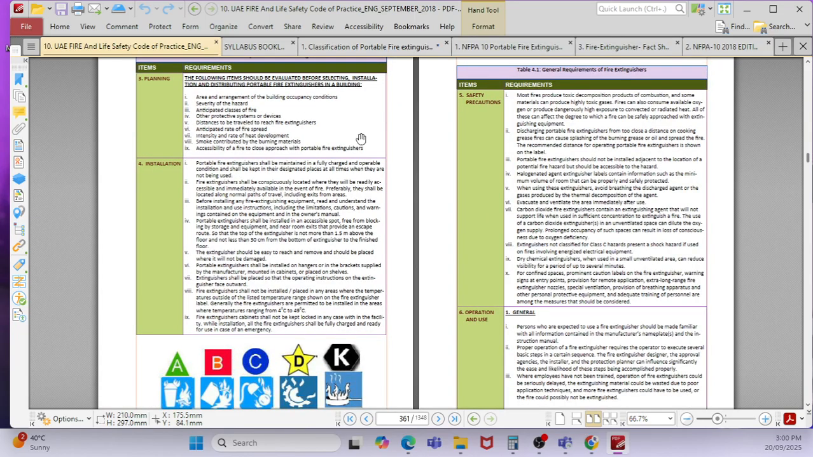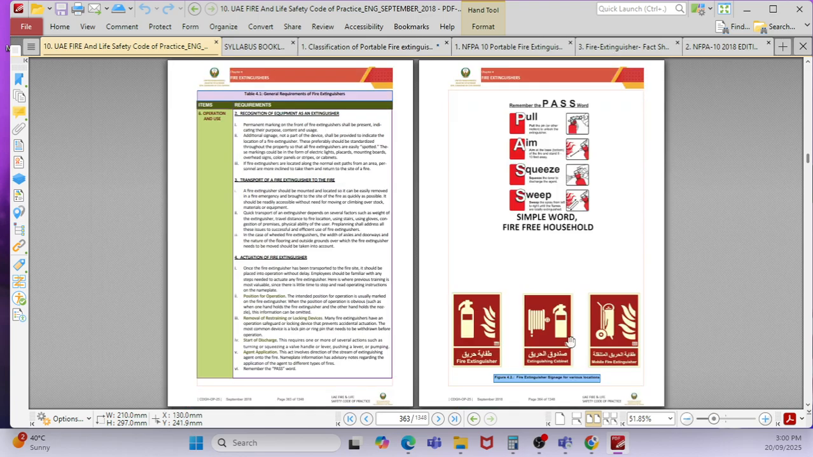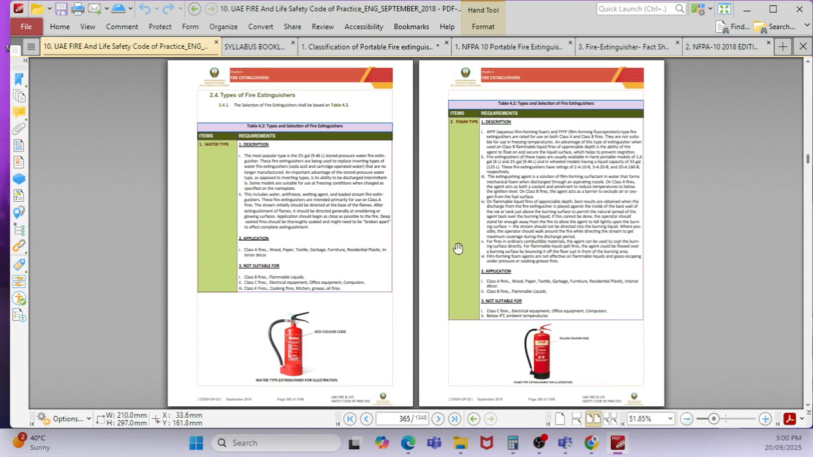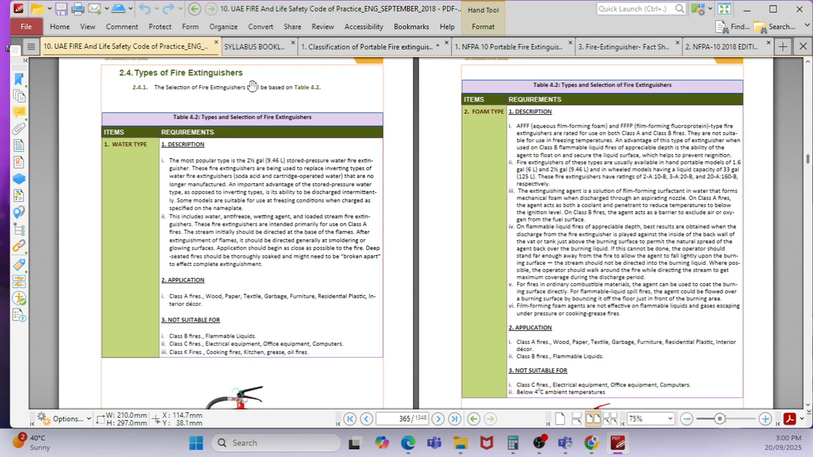So this is about the planning and this is about safety installations. You can read. Okay, and operation and use, how to use that fire extinguisher, and then you have a type of fire extinguishers. Okay, so this is the water type.